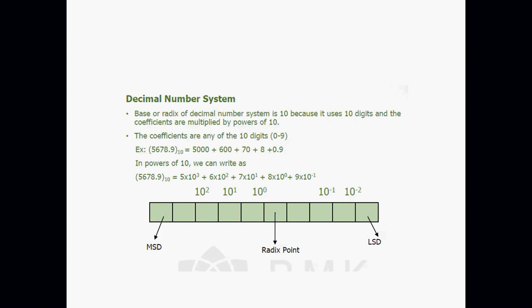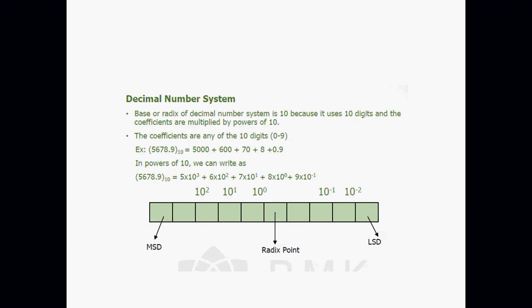5678.9. That means, generally we can say decimal numbers, 5678. Like this, it is represented in the form of 5 into 10 to the power of 3, plus 6 into 10 to the power of 2, plus 7 into 10 to the power of 1, plus 8 into 10 to the power of 0, plus 9 into 10 to the power of minus 1.